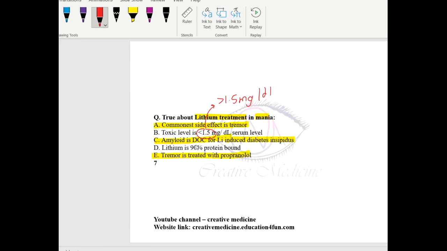Lithium has no plasma protein binding. 90% plasma protein binding is false. It has no plasma protein binding.